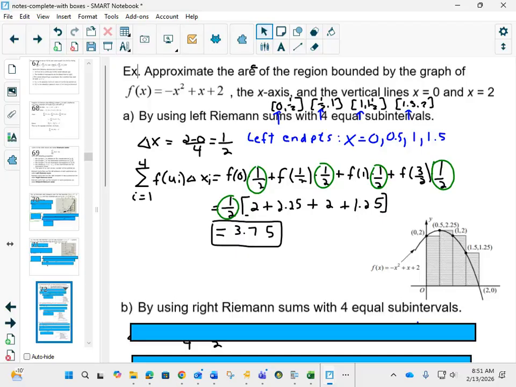Look at the picture. Do you think this is an overestimate or underestimate? Looks like I counted too much. Based on the shading of the rectangles, looks like there's more overestimate than underestimate. Okay.